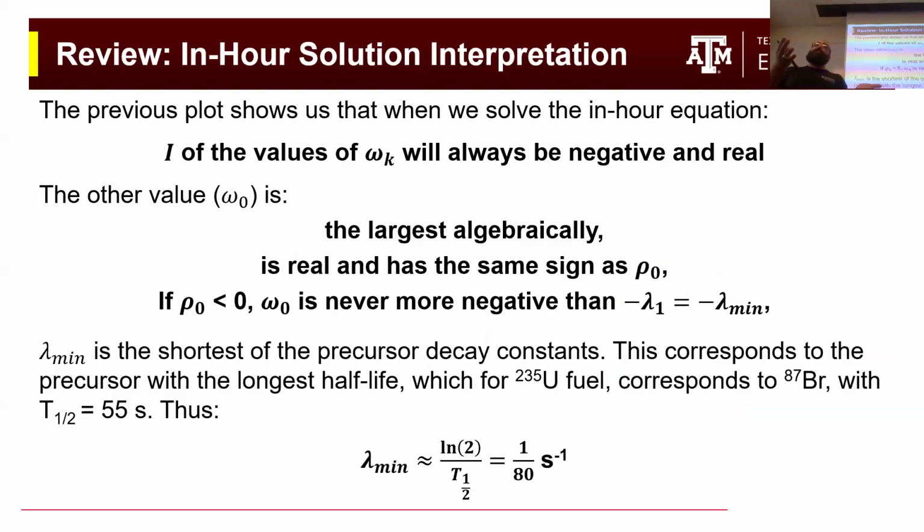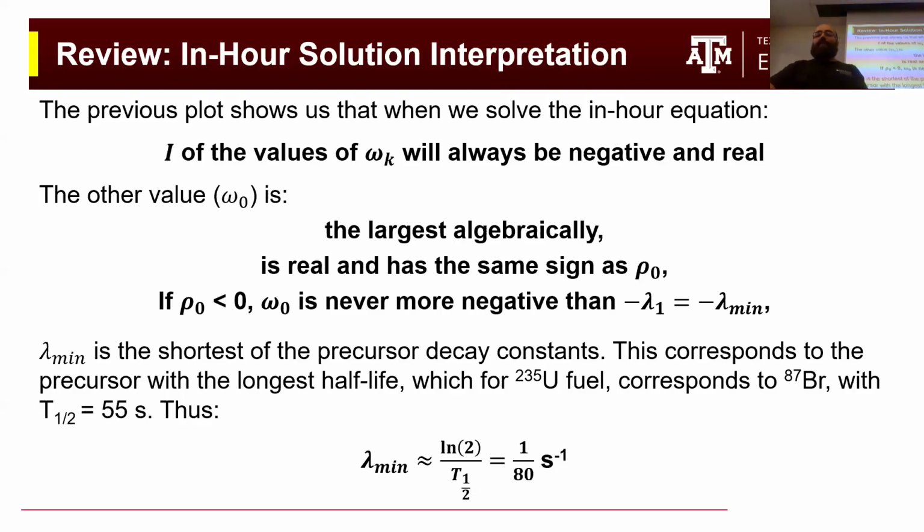So these are the interpretations that I want us to be able to have: that the omega constants are always going to be negative. The other one is always going to be the largest algebraically, so it's the most positive time constant is the way to think about it. That other time constant, it's always real. It always has the same sign as the reactivity insertion.